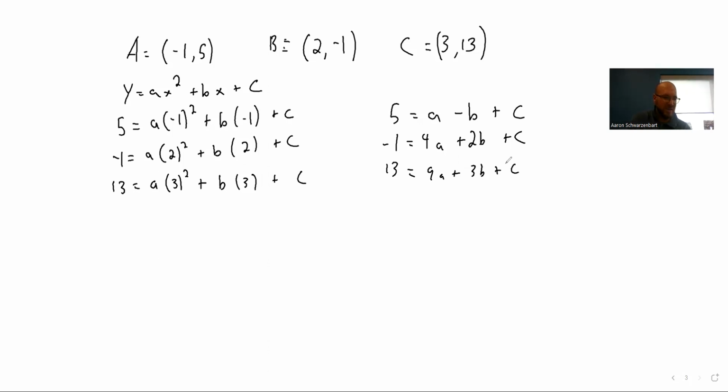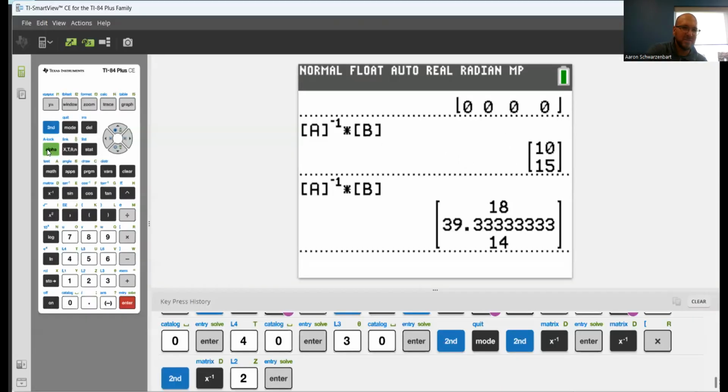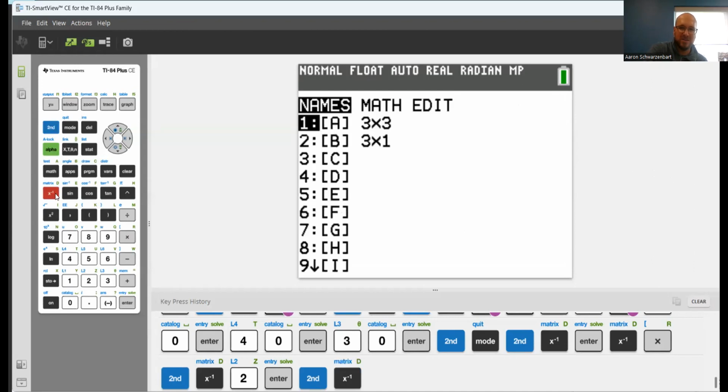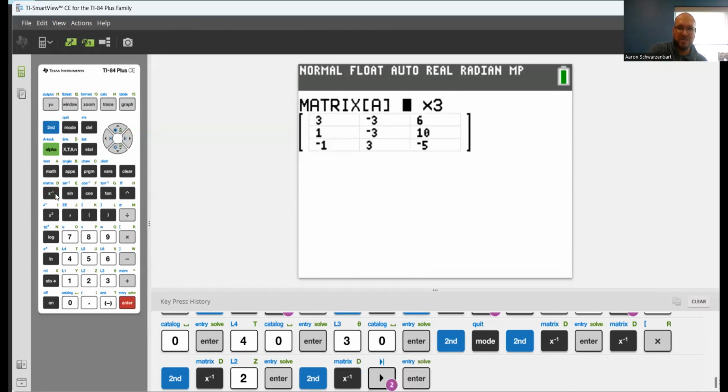I will put those into my calculator. I've always been a fan of the inverse matrix method. It's kind of my preferred. Most of my class last year preferred the reduced row echelon form method. So you can do whichever one you prefer. If it doesn't tell you, you can do whichever one you prefer. So I'm going to do the one I prefer.